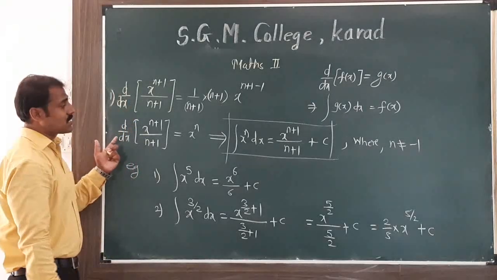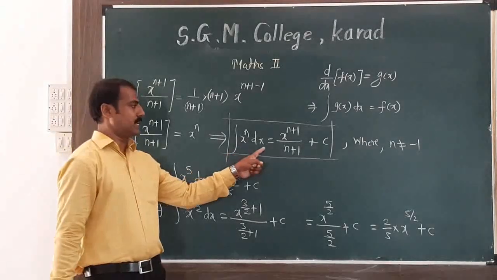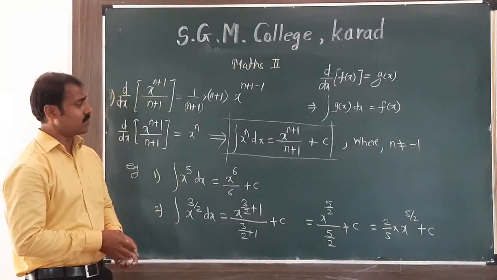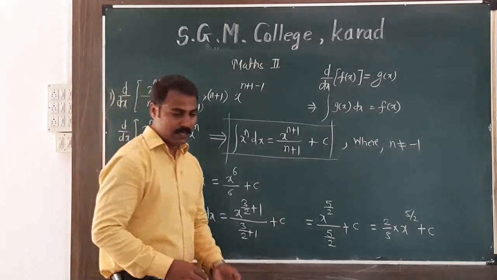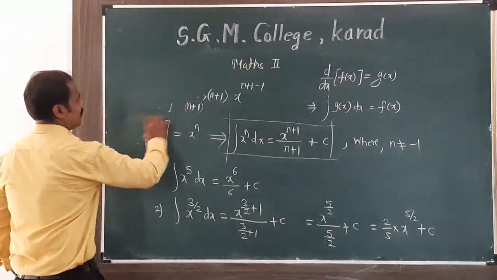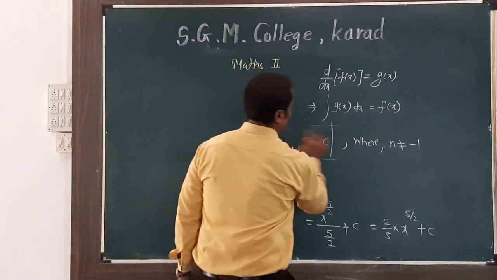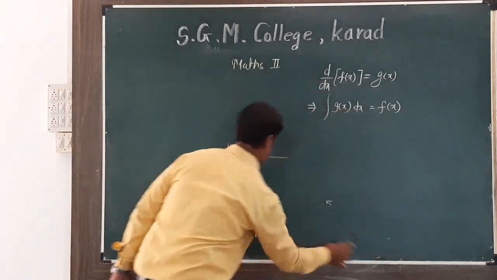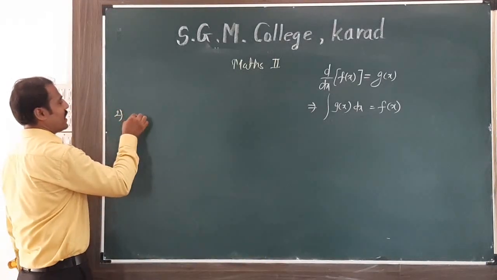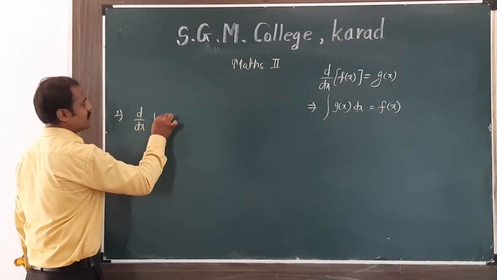Here is our first formula for integration: integration of x raised to n dx is equal to x raised to n plus 1 divided by n plus 1 plus constant of integration c. Now for the second formula, we know that d/dx, tell me the derivative of log x.